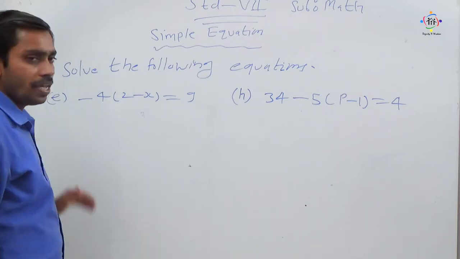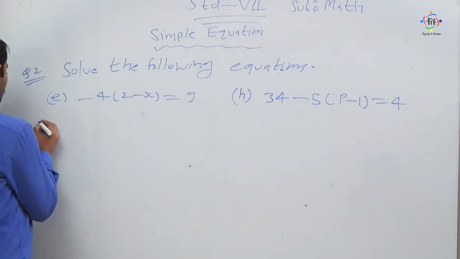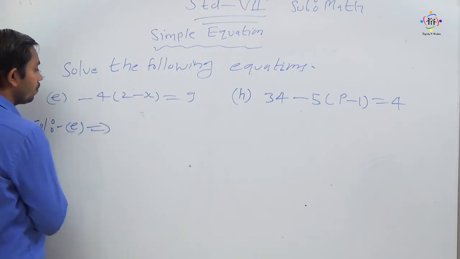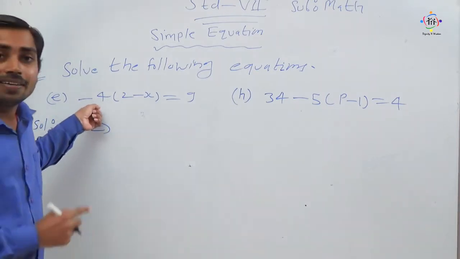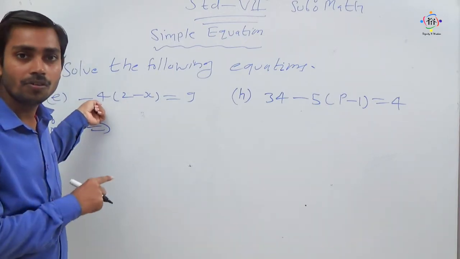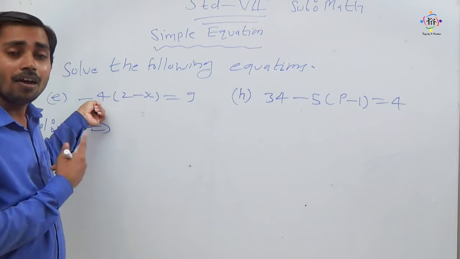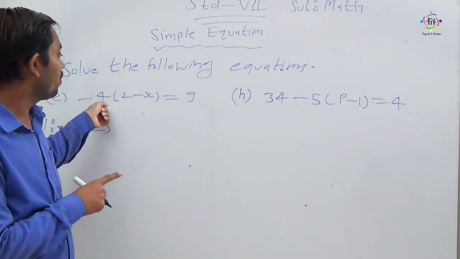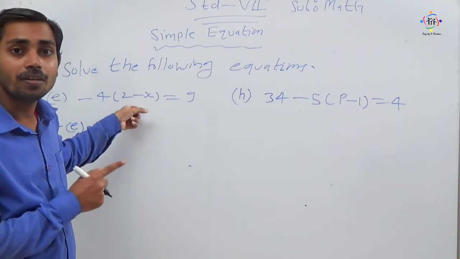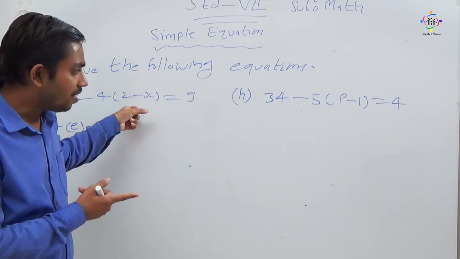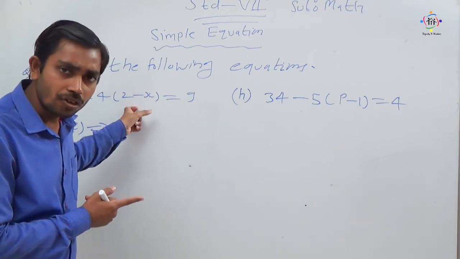Question number 2 E1. Solution for E1. Now let us open the bracket according to the BODMAS principle. First open the bracket, and after that if there is division we will do division. If there is no division, we will proceed directly to multiplication. After multiplication, then addition, and after that subtraction. Is it clear? I hope all of you understand.